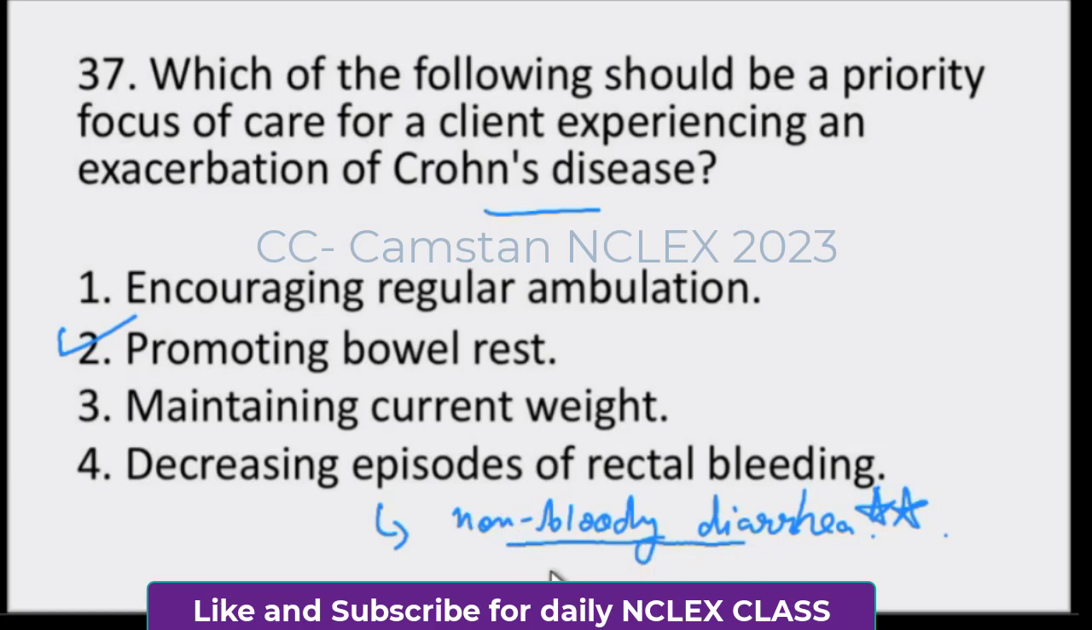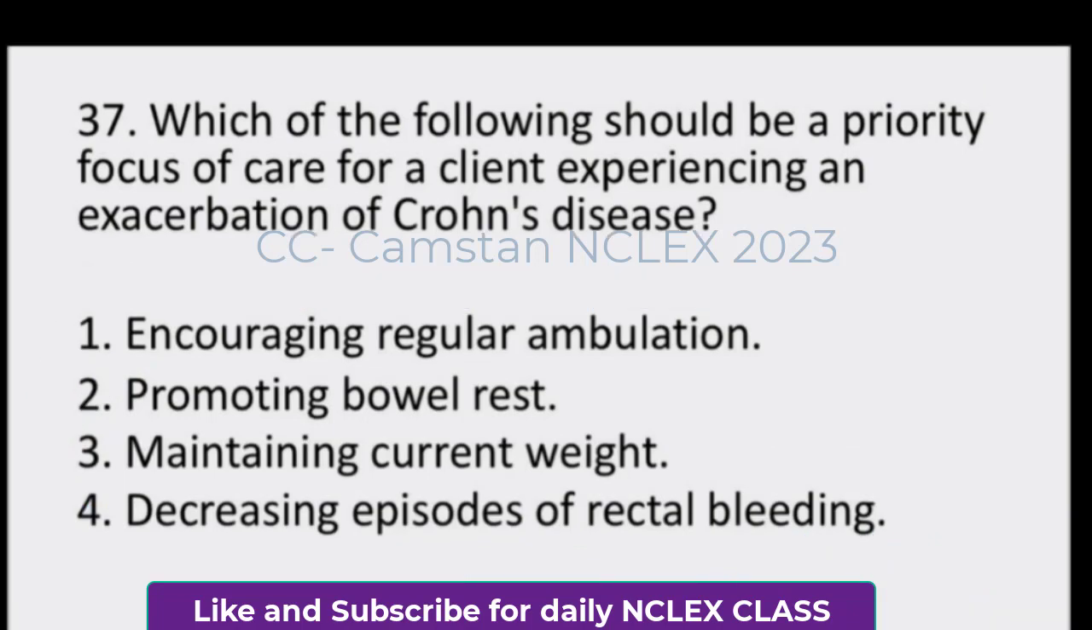So non-bloody diarrhea and rare episodes of rectal bleeding, right? So these episodes of rectal bleeding are so rare that they are not even expected. So fourth option is also wrong. So the correct one is second one, that is promoting bowel rest, and it is our main priority so that the intestine of our client can get a chance to heal. Right. So moving on to our next question.